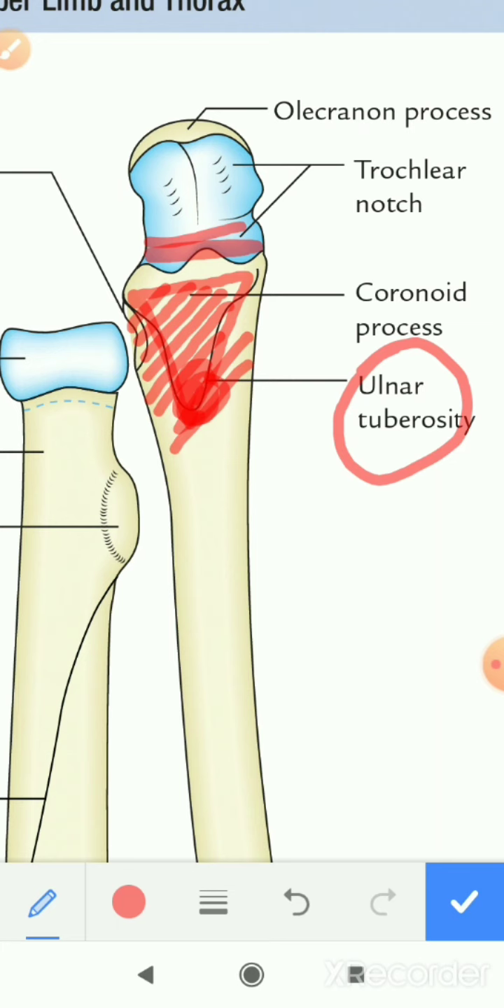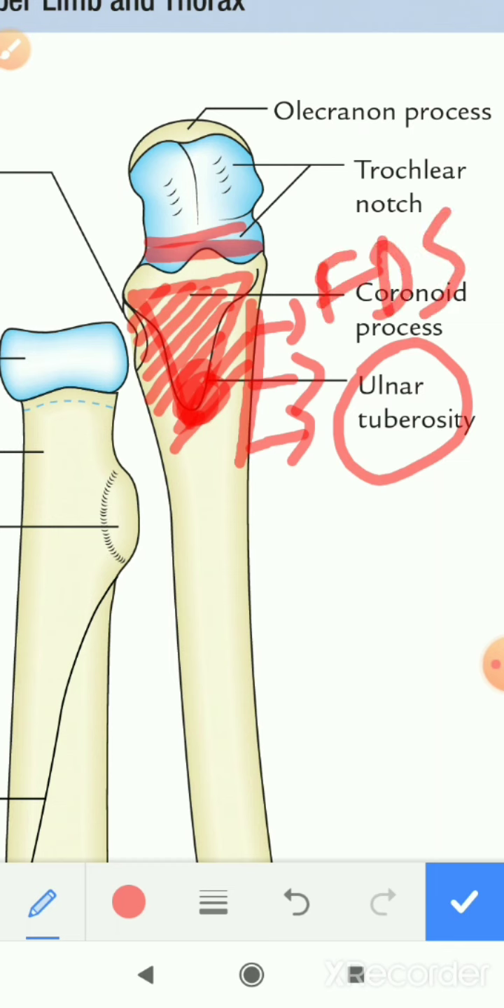Then the medial margin of the anterior surface is sharp, and it provides attachment to three muscles from proximal to distal. Look at that. These are the flexor digitorum superficialis, then pronator teres, then flexor pollicis longus. So from above downwards, or from proximal to distal, the muscles are flexor digitorum superficialis, pronator teres, and then flexor pollicis longus.